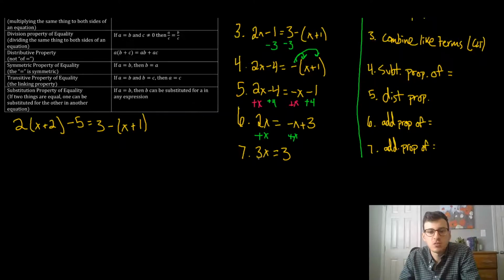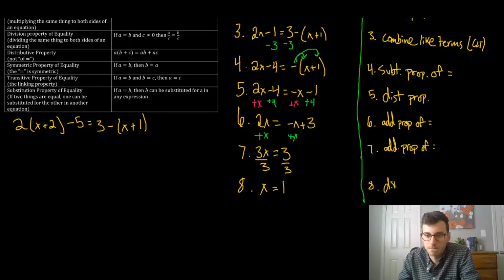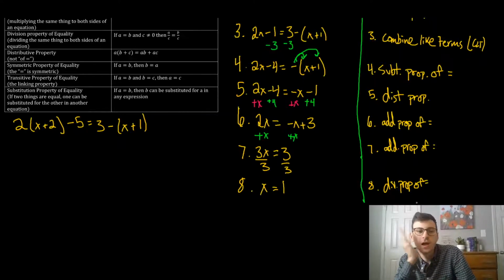Okay, last but not least, we have 3x equals 3. I want to divide by 3 on both sides. Go ahead and extend this. So 3x, well, normally I wrote that in green, but that's okay. That's x equals 1, and we used the division property of equality to find that x equals 1.